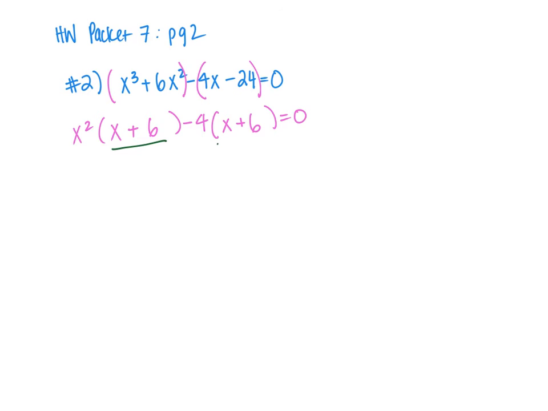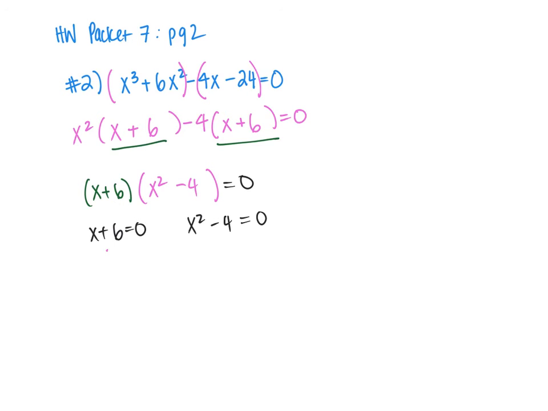So from here, I have x plus 6 and x plus 6. So those two factors are the same, so I can factor that out as x plus 6. And then what I have left over is x squared. And in this one, I have a minus 4. And this is all set equal to 0. So I'm going to do x plus 6 equals 0, and x squared minus 4 equals 0.